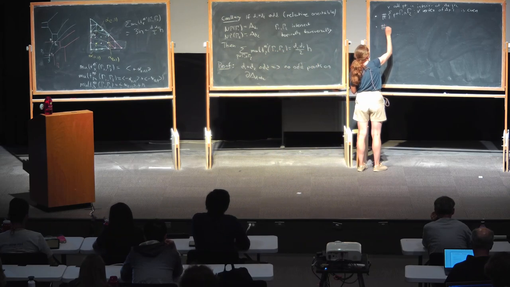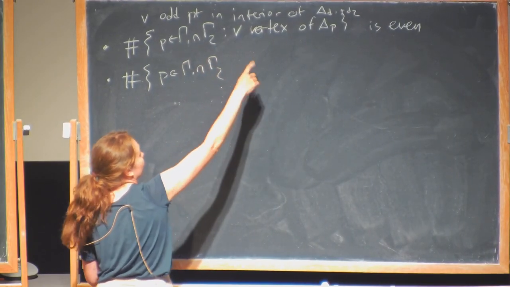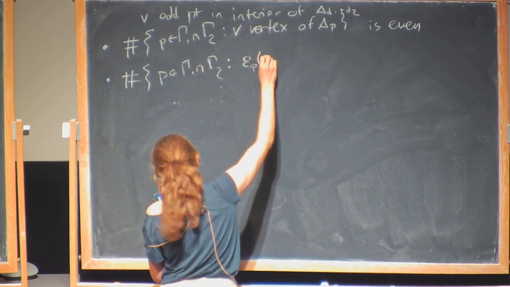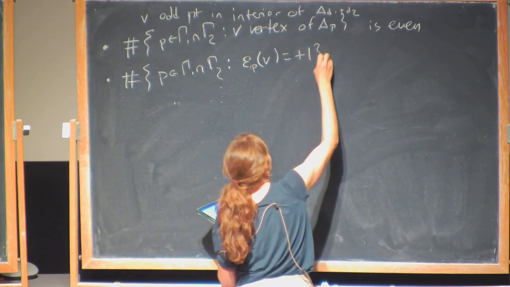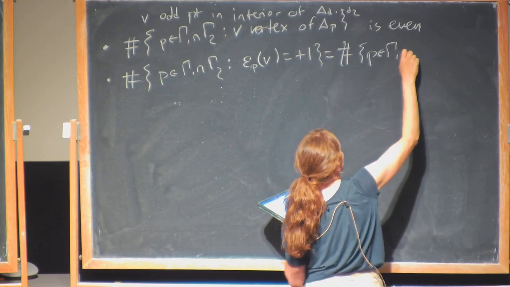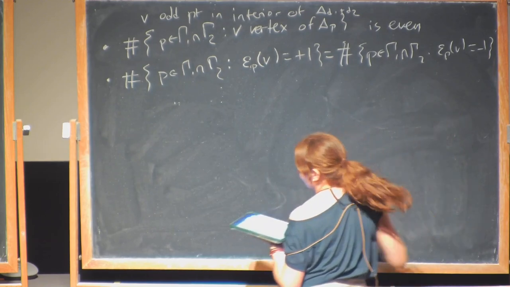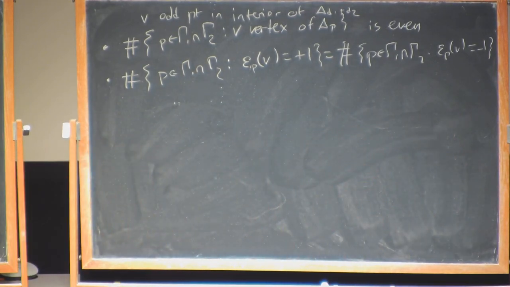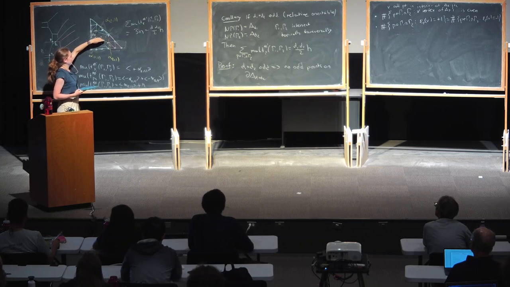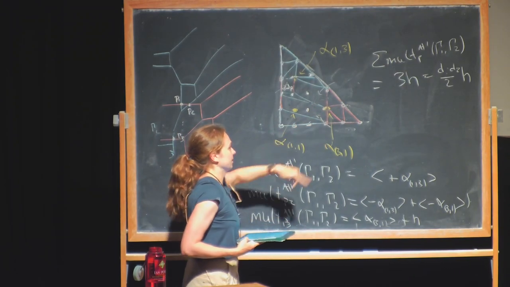Also, the number of P. Now we know this is an even number, so now if we only take the ones such that the sign is plus 1, this is the same as when the sign is minus 1. And this is the same argument. You just look at this color change, which corresponds to an intersection. And now the order of color change: if I start with red and then you go to blue, this is the sign minus 1. And if you start with blue and you go to red, then this is the sign plus 1.